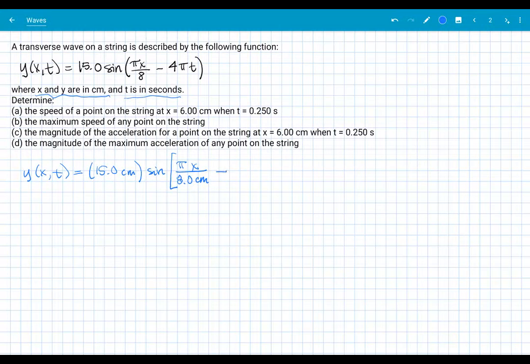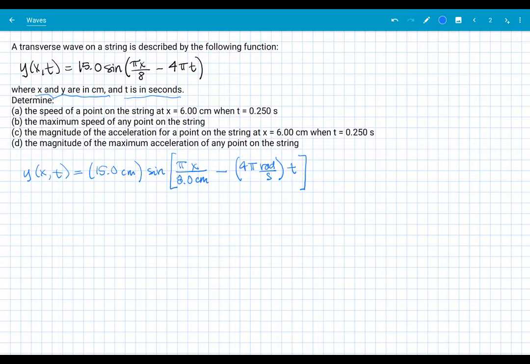Minus, remembering that radians are dimensionless, 4 pi, and we can write this as 4 pi radians per second multiplied by t. So we remember that that's our omega. The general function, remember, is sine of kx minus omega t. So remembering that those quantities are in there.